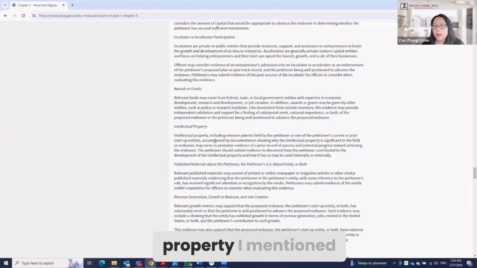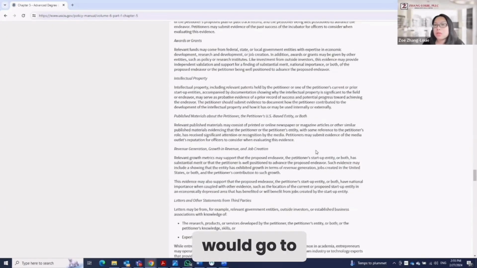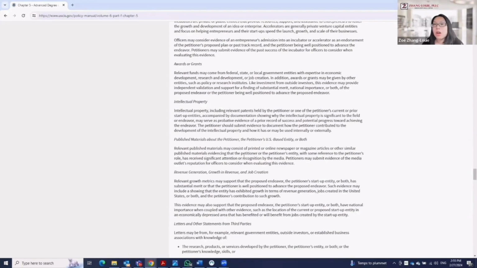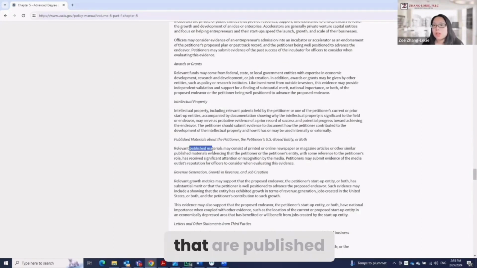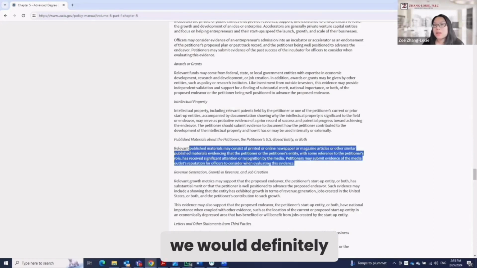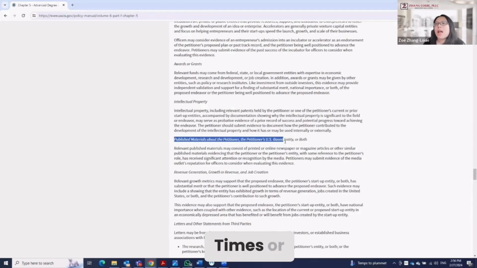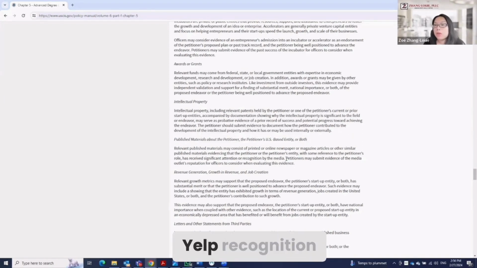And intellectual property, as I mentioned earlier, like patents, would go to show this. And then published materials about the petitioner. These are articles that are published in the media that we would definitely bring up. It's anything really that you can argue creatively. It does not have to be in the New York Times or the Wall Street Journal. It can be local; we've argued Yelp reviews, Yelp articles, Yelp recognition sometimes, or Google recognition.